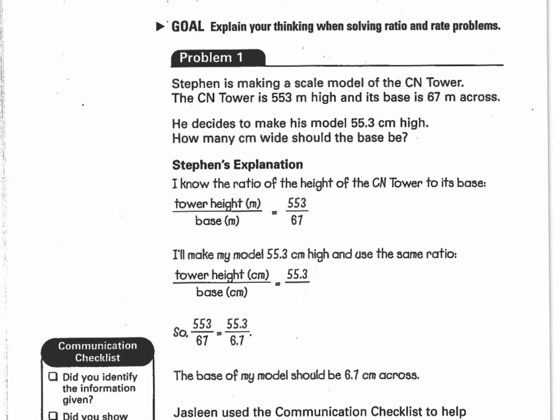In this lesson, we are reviewing problems involving rate and ratio. Stephen is going to make a scale model of the CN Tower. The original CN Tower is 553 meters high, and the base is 67 meters across.